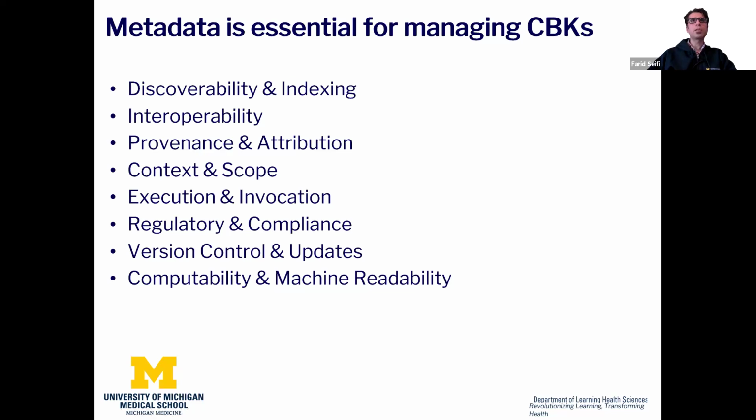Just like any other model or object, metadata can be added to CBKs to benefit from different aspects. For example, metadata can contain information that enables discoverability and indexing. It can facilitate interoperability. It can capture provenance and attribution. It can describe the context and scope of the CBK. It can track version control and updates, and so many other usages that are not even listed here.